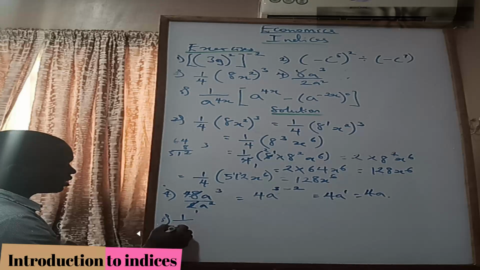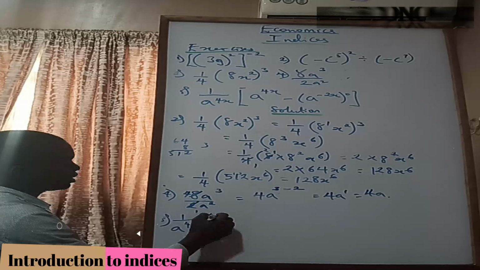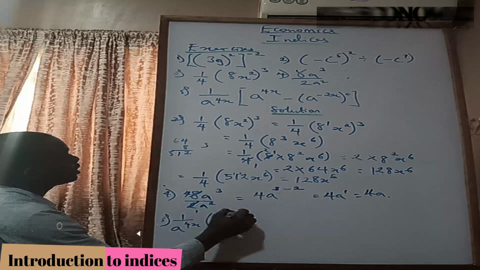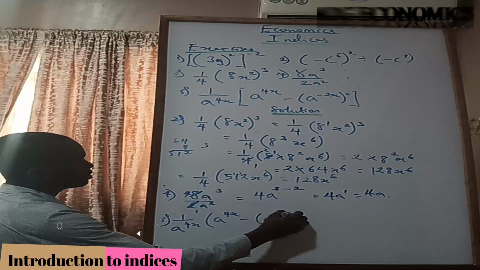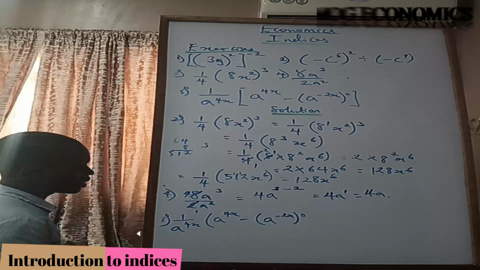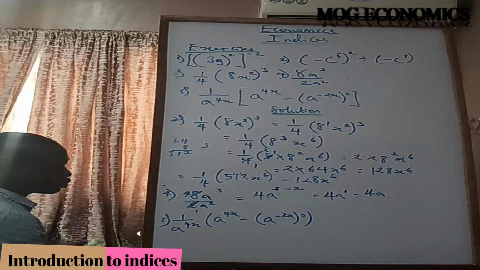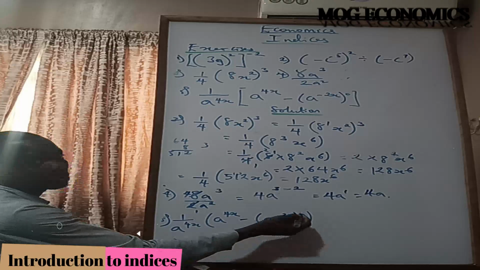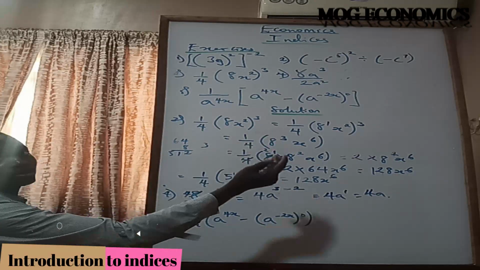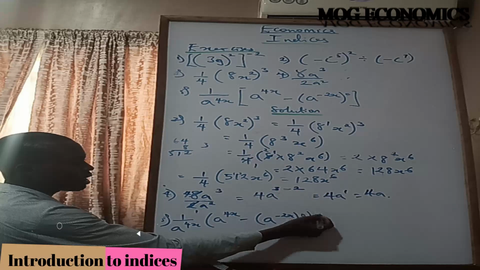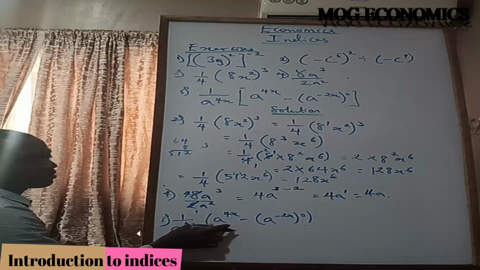1 divided by a raised power 4x into bracket a raised power 4x, then minus a raised power minus 2x raised power 0. Something like this. Then I have a bracket here. So first, what do I do? A raised power minus 2x times 0. This power times it, because this 0 belongs to only this, the way the whole thing has been done. If this 0 had been outside of here, then it would have belonged to everything inside of the parentheses.